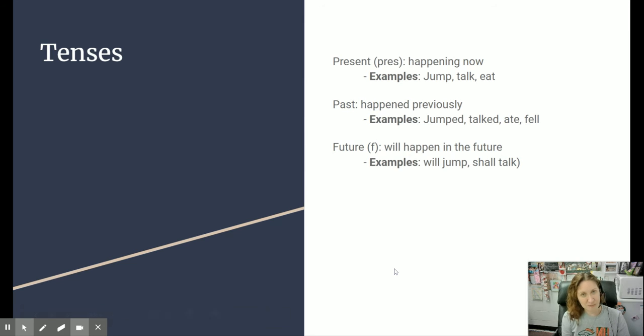Verbs also help to show us time. Are we in present tense? Is the action happening now? Has this action happened in the past? Is this action going to happen in the future? So your verb is going to be where you can tell somebody when the action is happening.